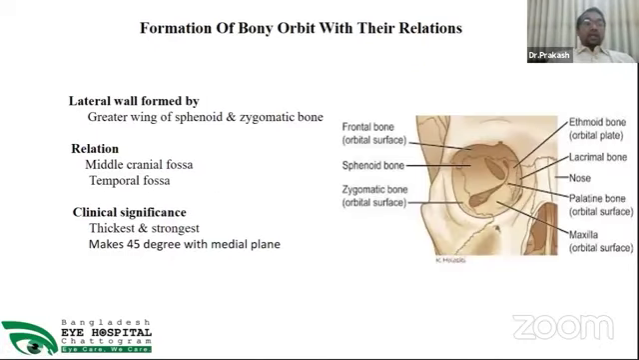Next, we come to the lateral wall of the orbit. It is formed by the greater wing of the sphenoid and the zygomatic bone. It is related to the middle cranial fossa and temporal fossa. It is the thickest and strongest bone of the orbit. So the thickest wall is the lateral wall, and the thinnest wall is the medial wall.